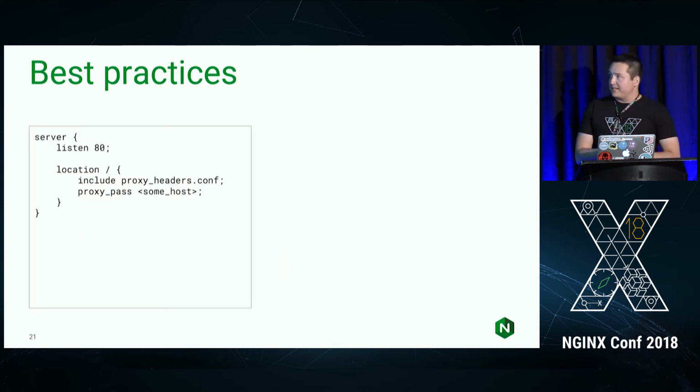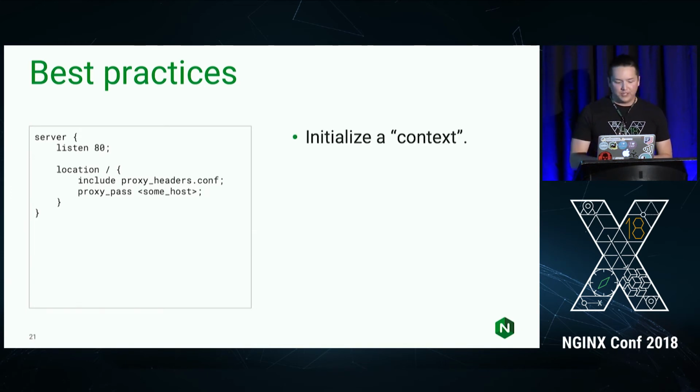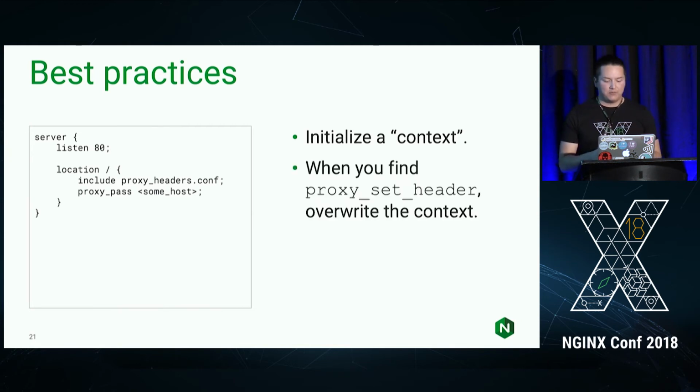This also applies to best practices. Best practice is a little bit more complicated, and it's sort of hard to fit it all into one slide, so we're just going to talk this one through. But proxy_set_header has the same inheritance parameters as add_header. So what you want to do is initialize a context. Every time you find a proxy_set_header, you should override the previous context to be just the context of the current level that you're at.